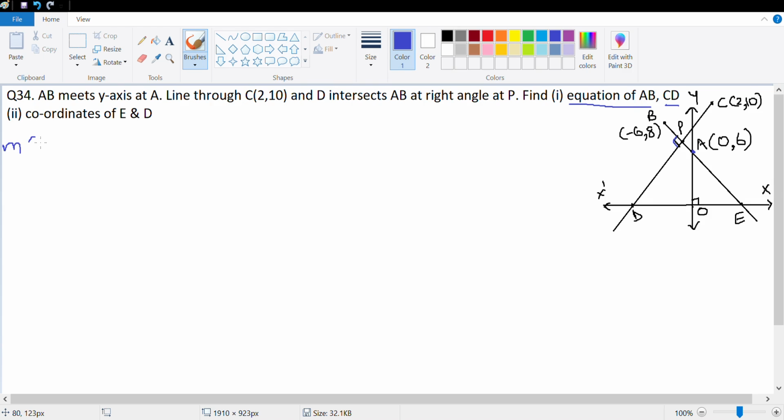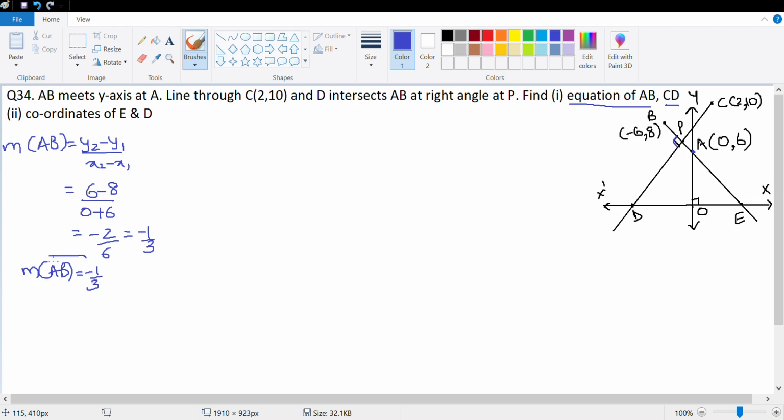So slope of AB would be equal to y2 minus y1 upon x2 minus x1. In this case, let y2 be 6. So 6 minus 8 upon 0 minus (-6). That's 0 plus 6. That's -2 upon 6, which is equal to -1 upon 3. So slope of AB is equal to -1 upon 3. Done. Next, I need to find the equation of AB.